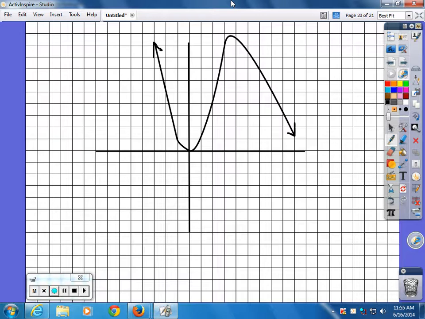Actually, this is the easiest one. What's your domain? Negative infinity to positive infinity. Why? Because the arrowheads keep going and going. Think of a baseball in space. You throw a baseball in space, where's it going to stop? Theoretically, it never stops. It will keep going and going and going.